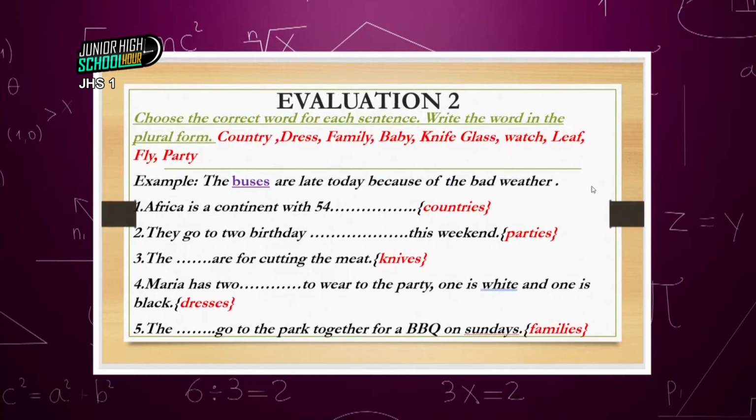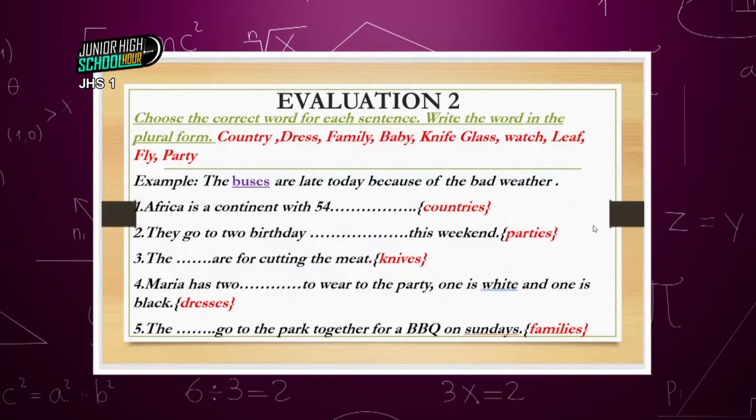Okay. They go to 2 birthday dash this weekend. So they will be going to 2 birthday dash this weekend. And my answer, I have parties. So obviously up there, it means I was talking about the party, P-A-R-T-Y. And I've given the plural form being parties. Okay, let me do the last one for you. The third one, the dash are for cutting the meat. And my answer here, I have knives. So the knives are for cutting the meat.